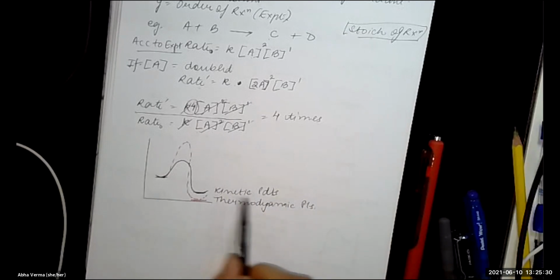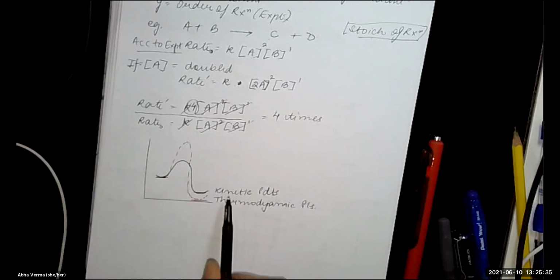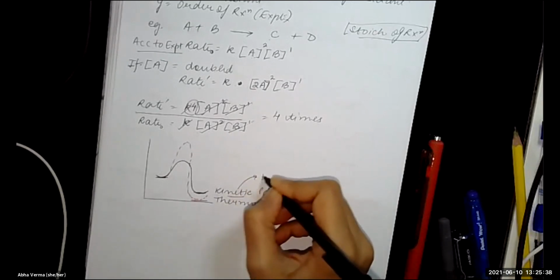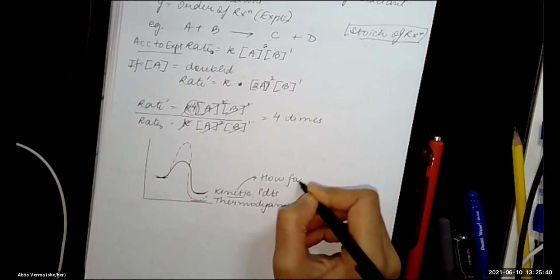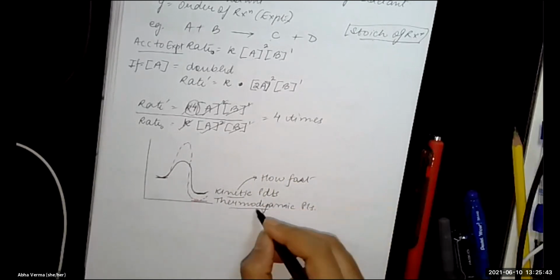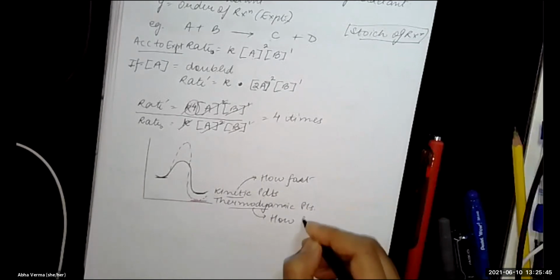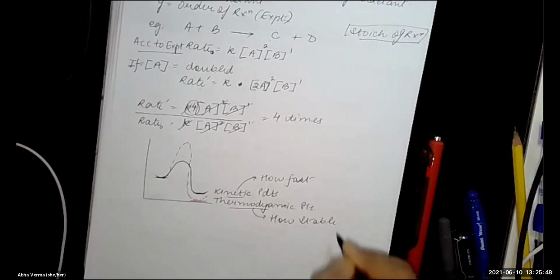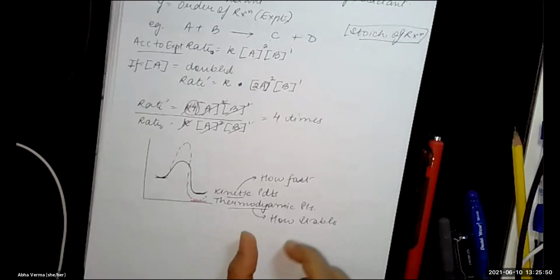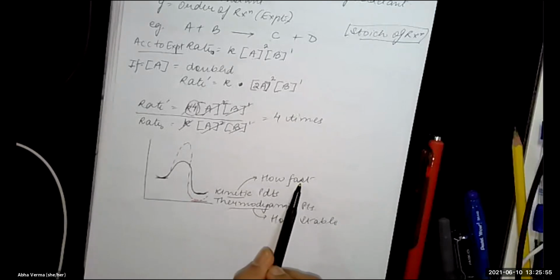So knowing what is kinetic and what is thermodynamic is very important. Kinetic means how fast these products were formed. Thermodynamics means how stable the structures of these products are, or how stable they are electronically. Products that have been formed very fast may or may not have very stable structures.